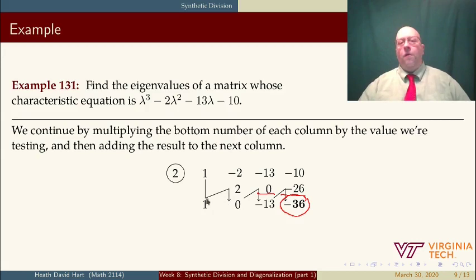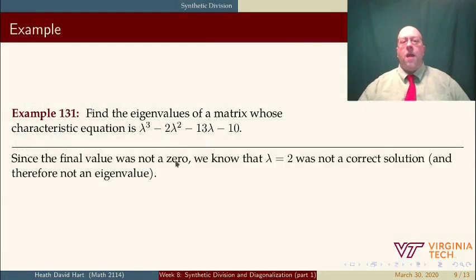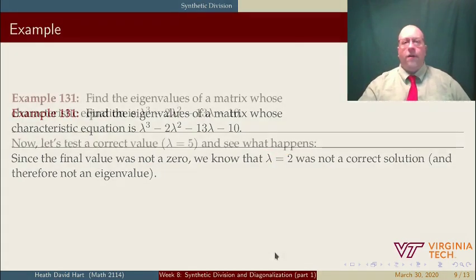So we copy the leading coefficient down just to get us something to start with. And then from that point on, we multiply and add, multiply and add, multiply and add. If our total is not a 0, then this is not a correct solution. This is not going to be an eigenvalue. So lambda equals 2 does not work. So let me show you one that does work.